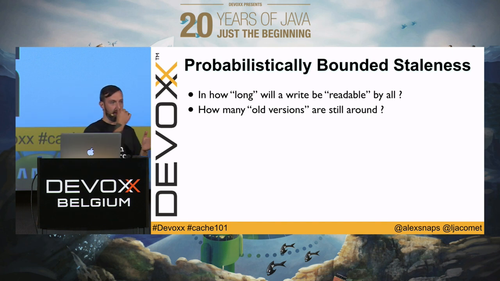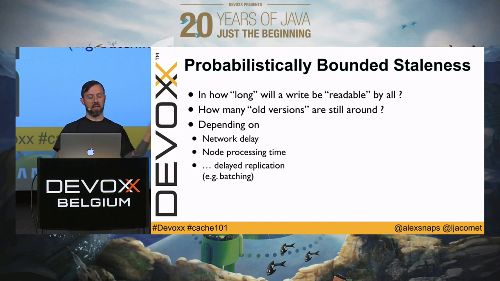What we mean by how many is, let's say we went from 1, 2, 3, 4, 5. Is it so that when 5 gets written, at worst people see 4 and 3, but 1 and 2 are all forgotten about? Or is there actually big disagreement across the cluster about what the values are? The answer to those two questions depends on network delays and what each processing node actually has to do.